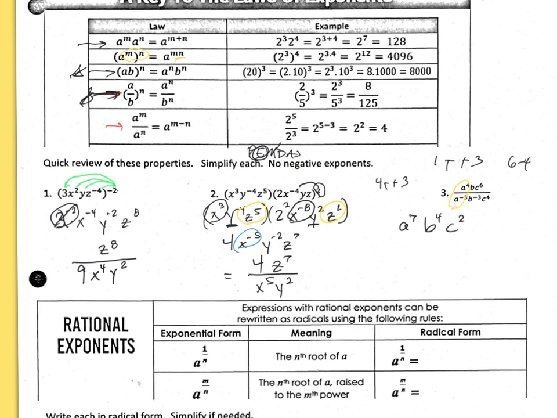Now, if we have any negative exponents, we move them. But if you notice, we don't. We don't have any negative exponents. So we're good. That's it.